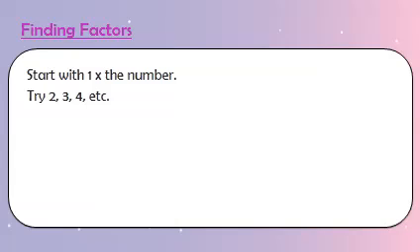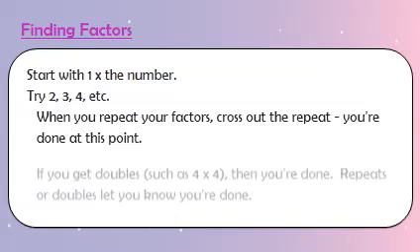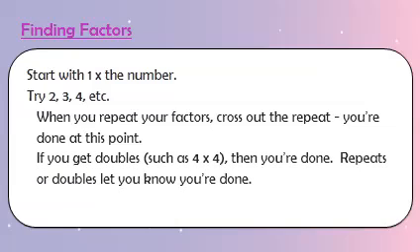Now, how can I find the factors of a certain number? Suppose you have any number. You start with 1 times the number, and then you try 2 times the number, 3 times the number, and 4 times the number. When you repeat your factors, cross out the repeat, you're done at this point. If you get doubles, such as 4 times 4, then you are done. Repeats or doubles let you know that you are done.